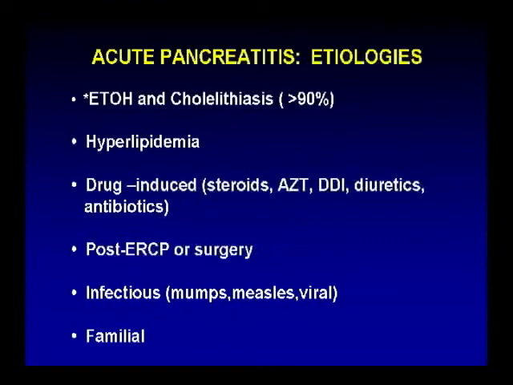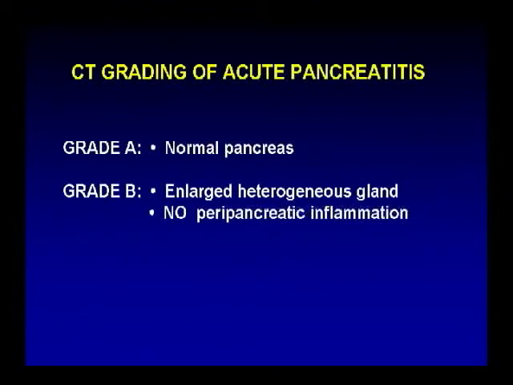What are some of the etiologies of acute pancreatitis? Well, as you know, the majority are due either to alcohol or cholelithiasis. Other etiologies include hyperlipidemia, various medications, following manipulation of the pancreas, including following ERCP or surgery, various infectious etiologies, and then familial pancreatitis. There is a CT grading scheme of acute pancreatitis that you should know about.